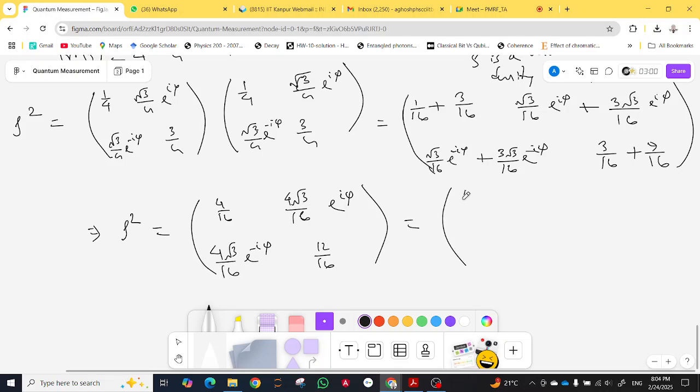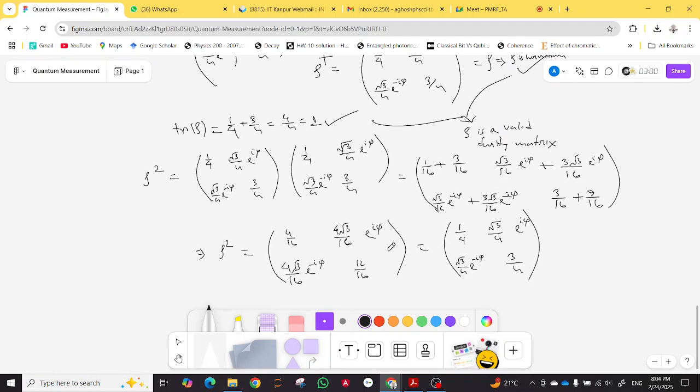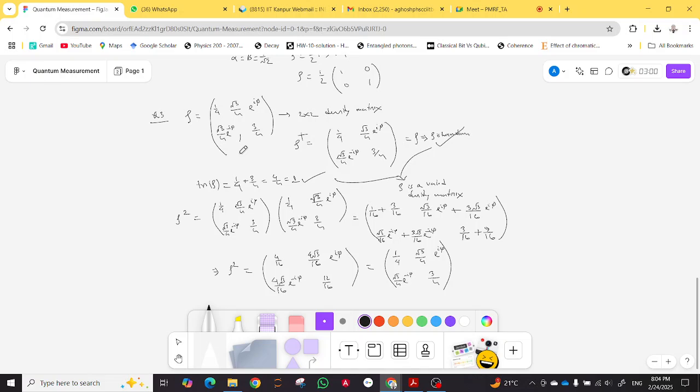So your rho square is 1 by 4, this is root 3 by 4 e to the power i phi, this one is root 3 by 4 e to the power minus i phi, this is 3 by 4. So your rho square is given by this, and your rho was this, so rho square and rho are same, right? Your rho was this, and you got the rho square like this. So you can write rho square equals rho.